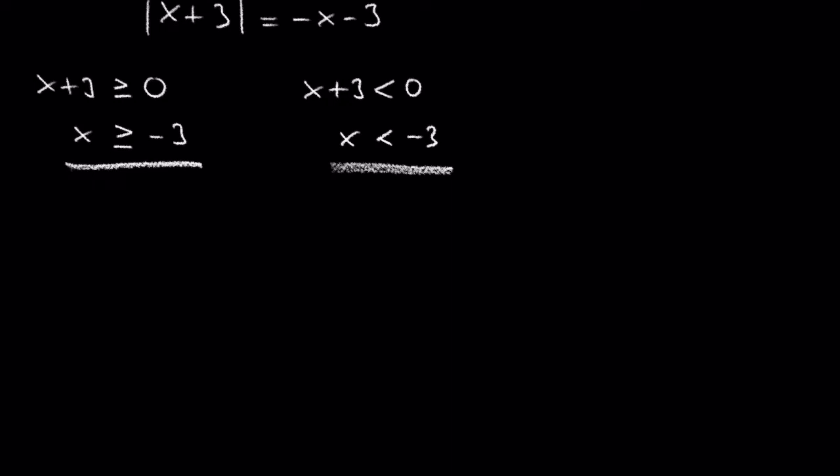Let's move on with the first case. In this case, as we see, the expression between the absolute value bars, x plus 3, is greater than or equal to 0. This means we can remove the absolute value bars. Do you know why? Feel free to write it in the comments. So after removing the absolute value bars, our equation looks like this.